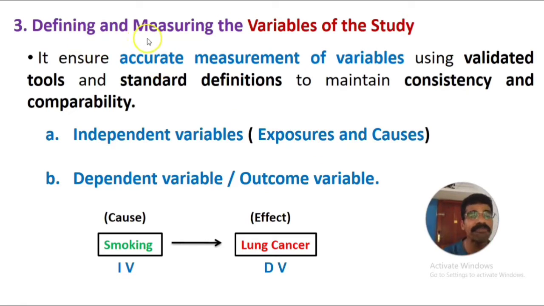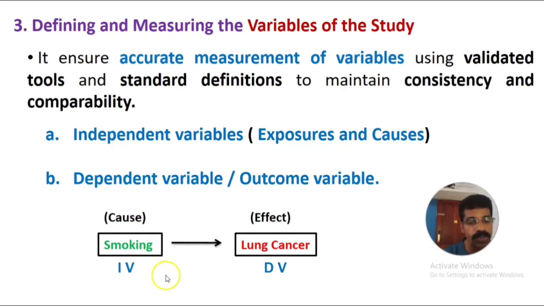Then the third step is defining and measuring the variables of the study. Usually a study may have two important variables: the independent variable, or exposure and cause, and the dependent variable, or outcome variable. That may be an effect or the disease. So a study may have two variables, the independent variable and the dependent variable.